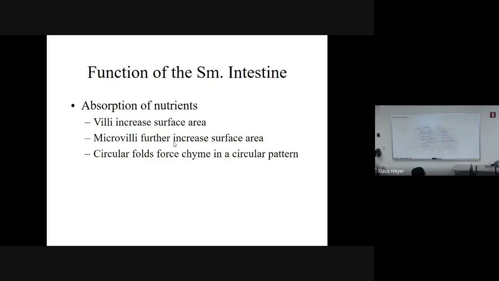All right. So what does the small intestine do? It absorbs nutrients. That's the main thing. So for example, you eat a slice of bread. What is bread? It's starch. Starch is going to be broken down by amylase, and when you break starch down with amylase, it gets turned into maltose. And then maltose is going to be broken down by maltase, and that gets turned into glucose.